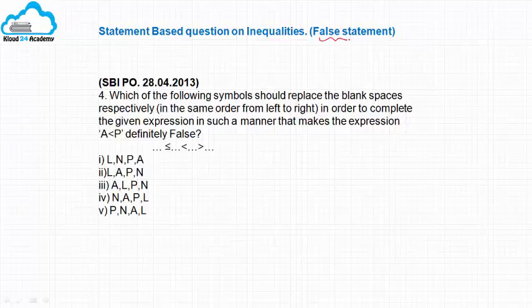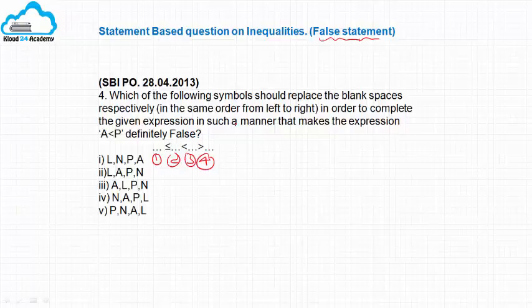First time, we are solving the question which has a false statement. This question came in SBI PO 2013 exam. Which of the following symbols should replace the blank spaces? Here again, we have four blank spaces.